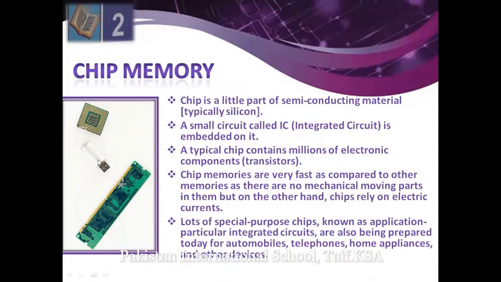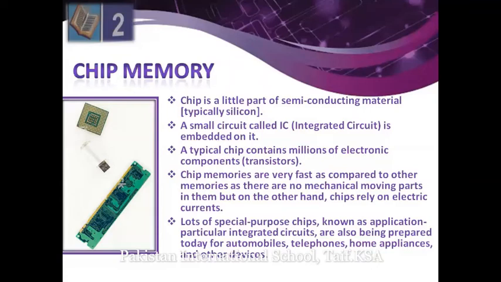Suppose you have a USB. Inside the USB, you have a small chip that is called an IC, integrated circuit. A typical chip contains millions of electronic components called transistors. Transistors are basically used to store your data. Chip memories are very fast as compared to other memories, as there are no mechanical moving parts in them.